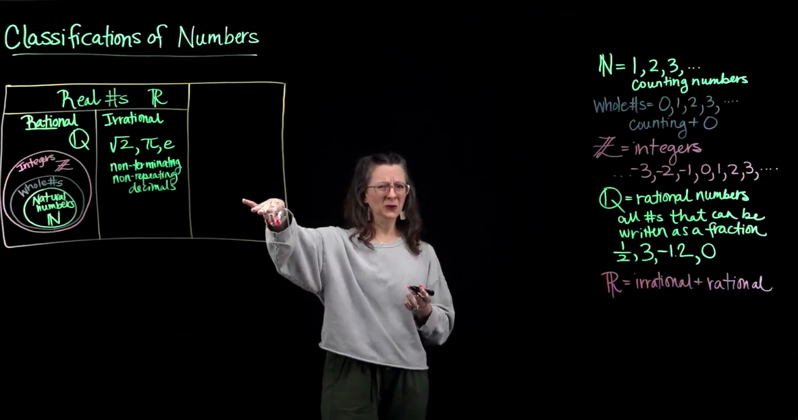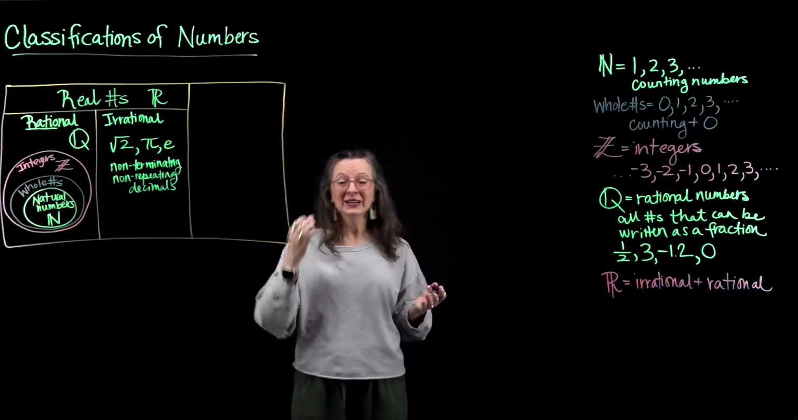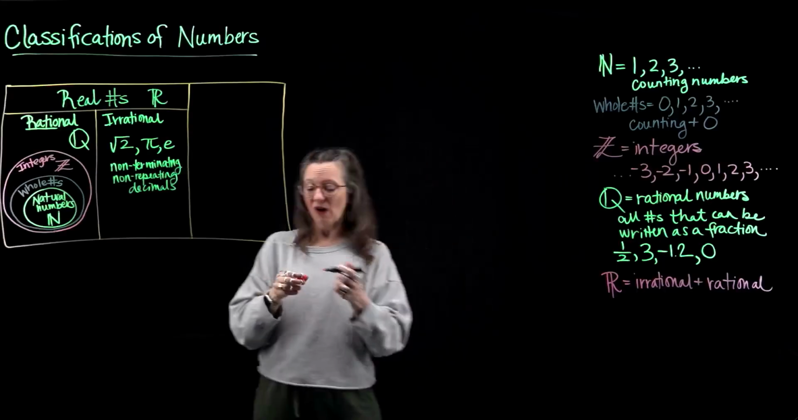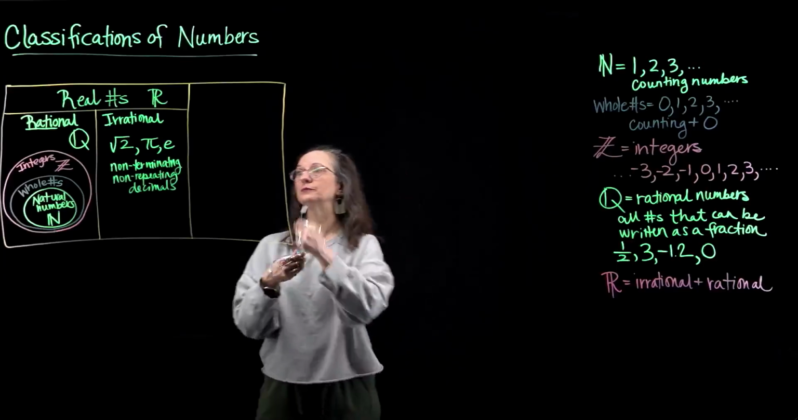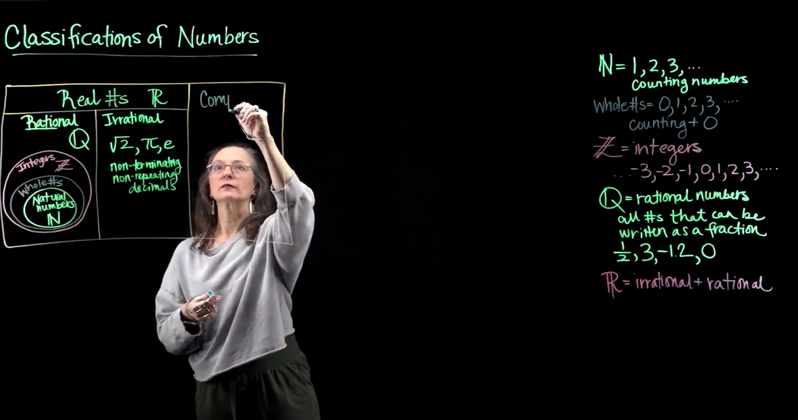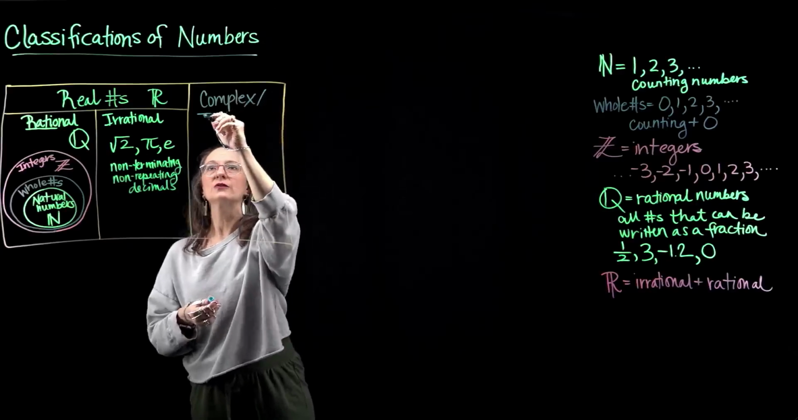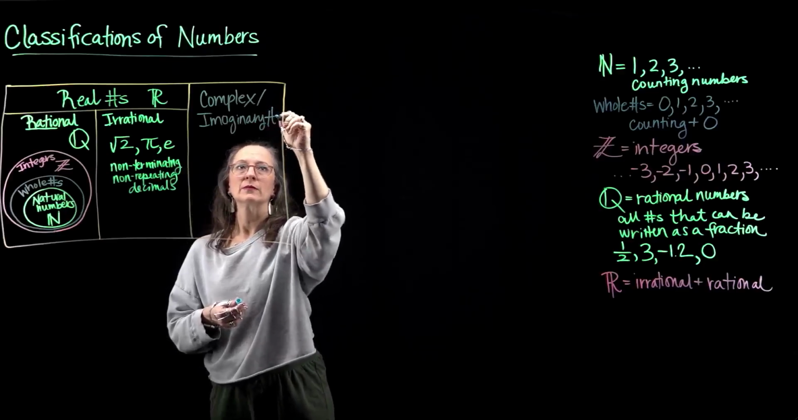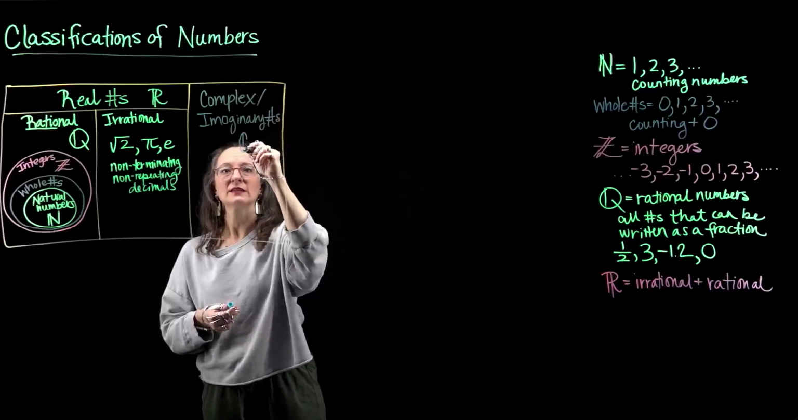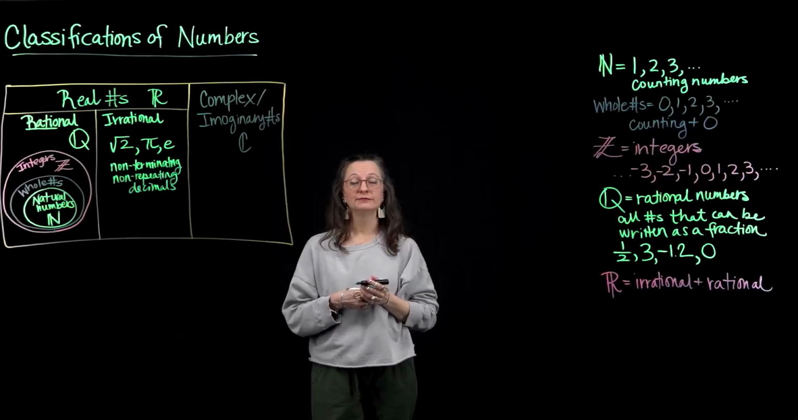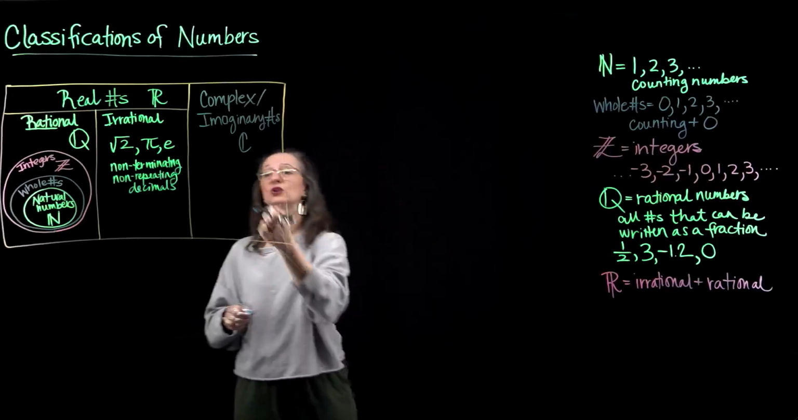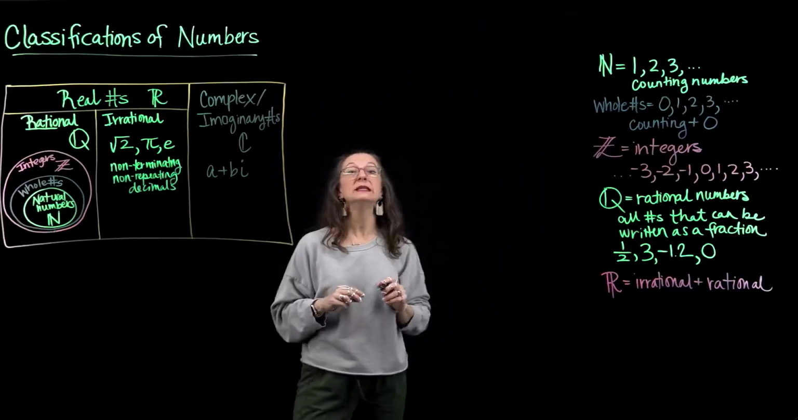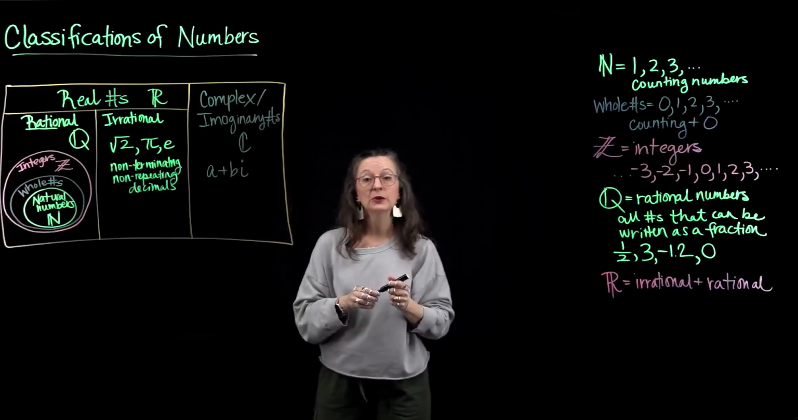Now, you might wonder, what's in this other box? What else is there in the world that we could talk about in terms of numbers? And that is our complex numbers, also known as our imaginary numbers. And this is abbreviated with a C with a bar through it. These are numbers that look like A plus B times I. And you're going to be dealing with I, or imaginary numbers.